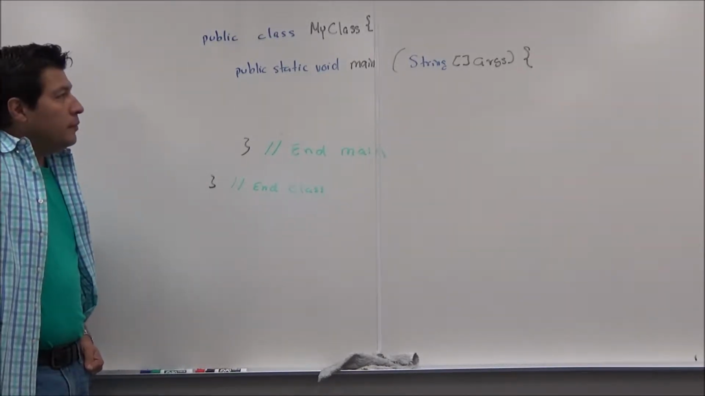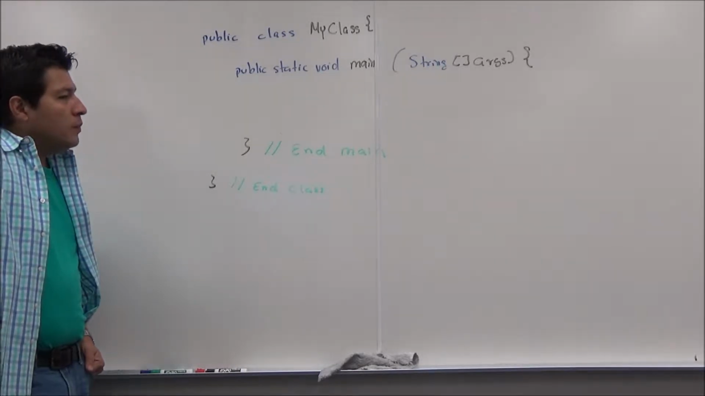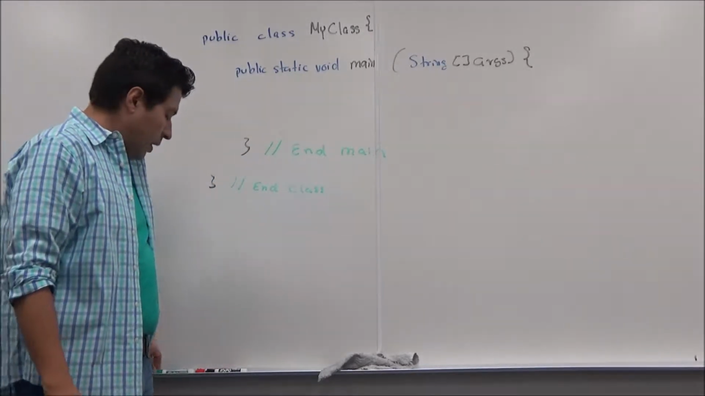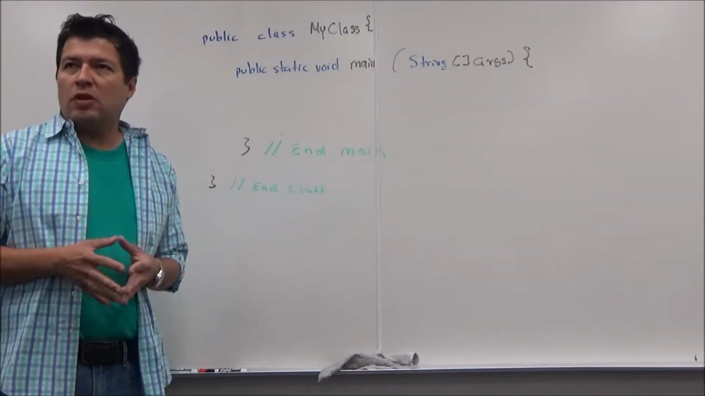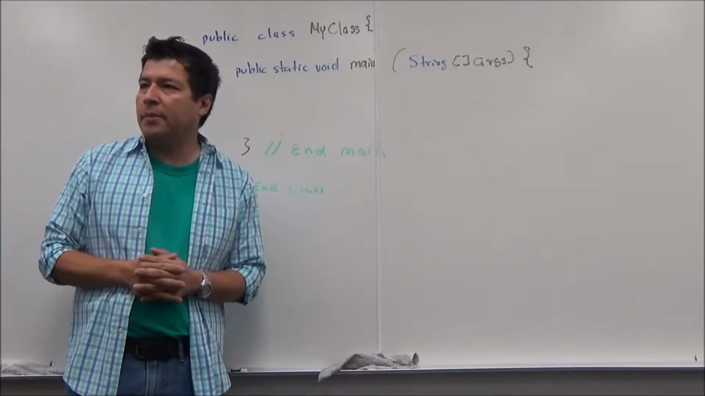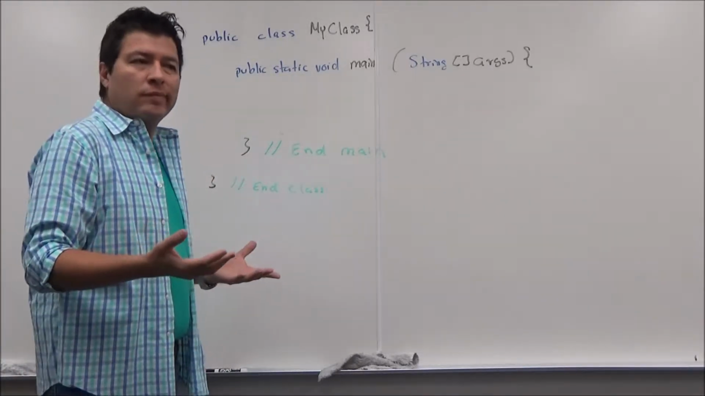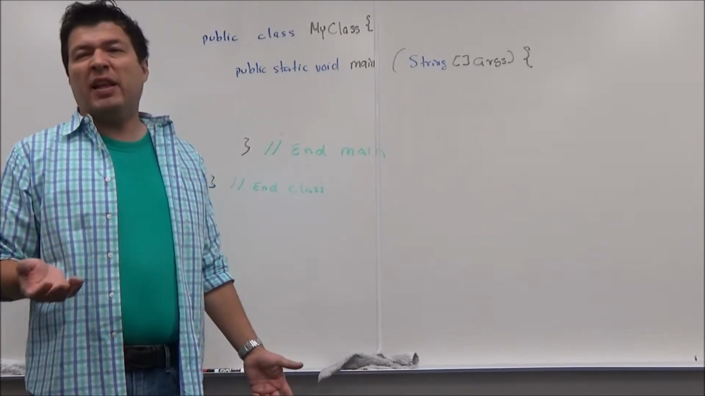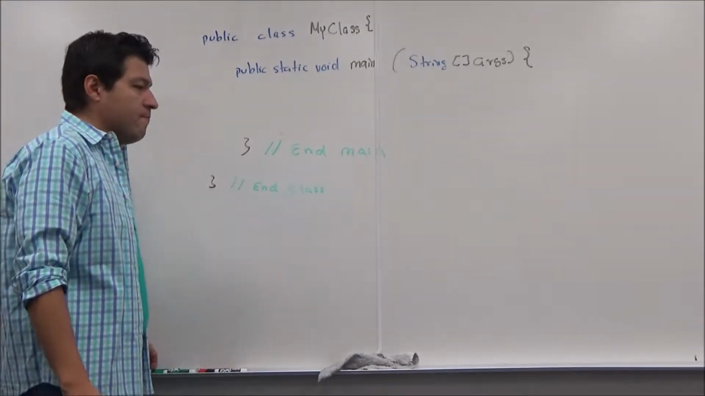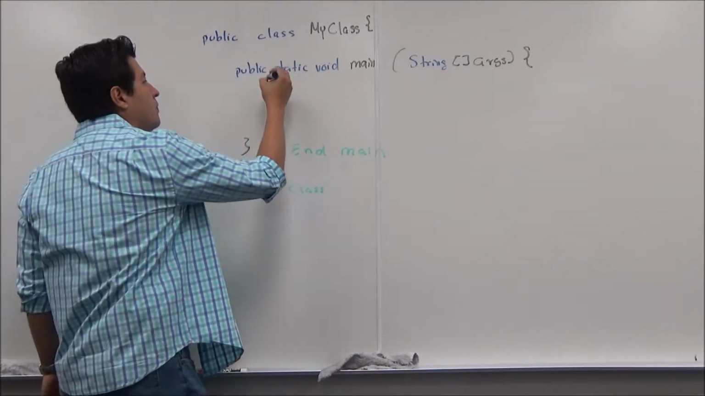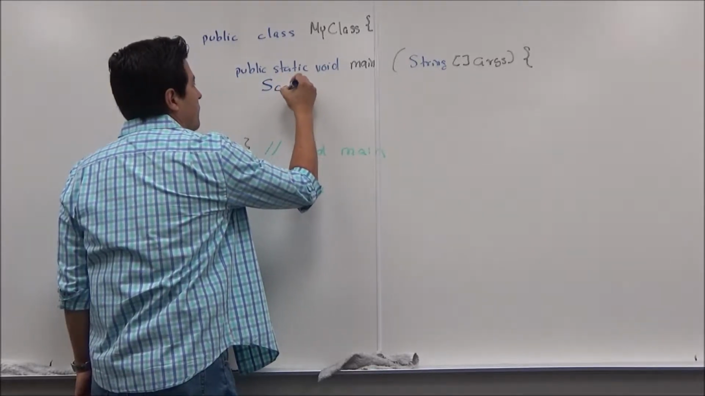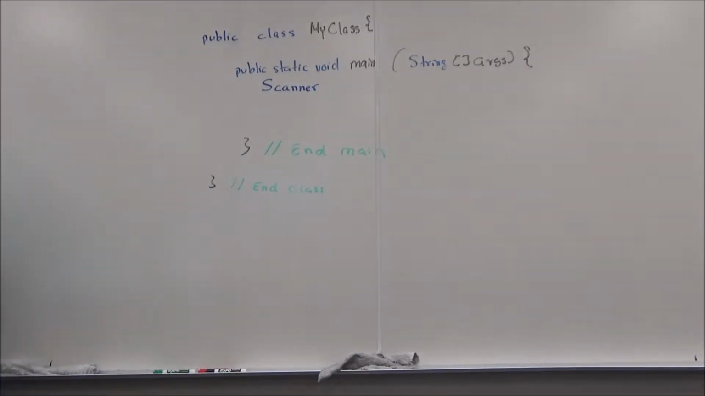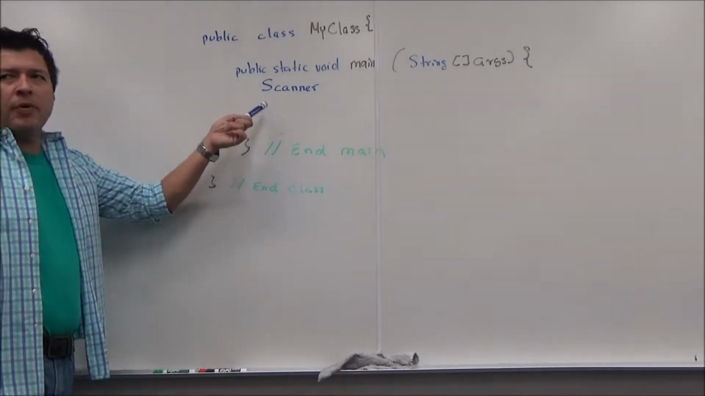So, in order to listen to stuff, we basically have to scan the keyboard. And remember how we declare variables? We talked about that last time. First you say what type of variable it's going to be, and then you give it a name, whatever you want to name it. There's a variable type called Scanner. This thing called Scanner, is it a primitive type or an object? What do you think it is?